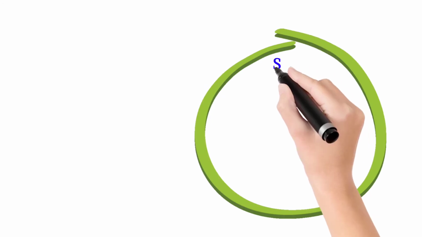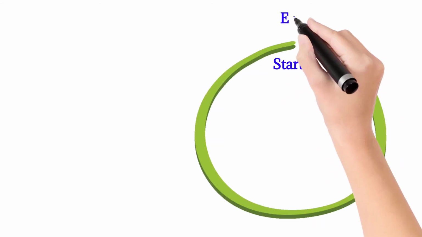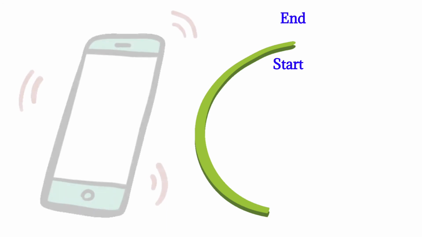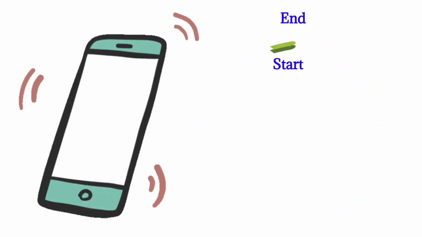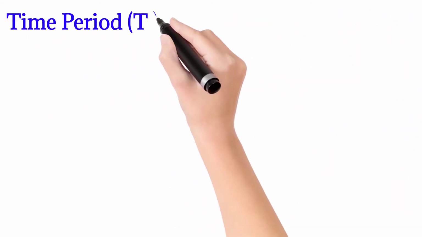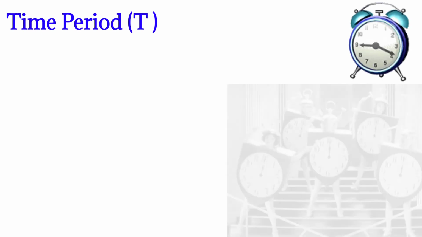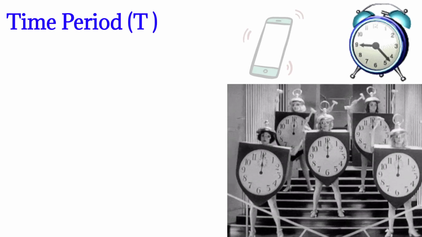One complete round trip of a vibrating body about its mean position is called one vibration. The time taken by a vibrating body to complete one vibration is called time period.